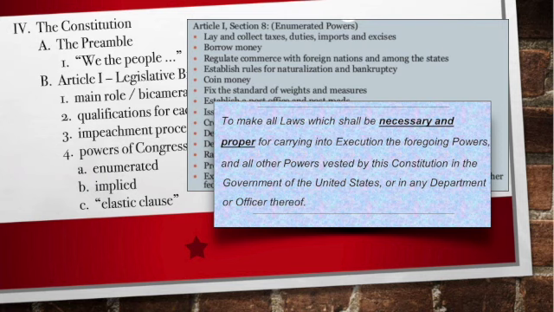Fantastic. Yes, the elastic clause is the necessary and proper clause. They're the same thing, which gives Congress the ability to make any laws that they think are necessary and proper as long as they're connected to the enumerated powers. So as long as they're connected or related somehow, then Congress has the authority to make that law.